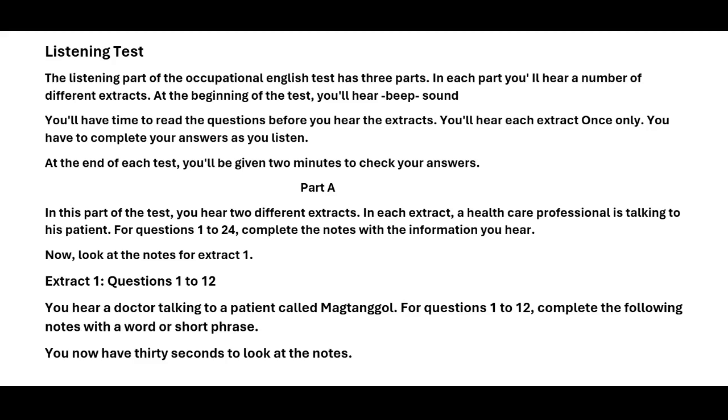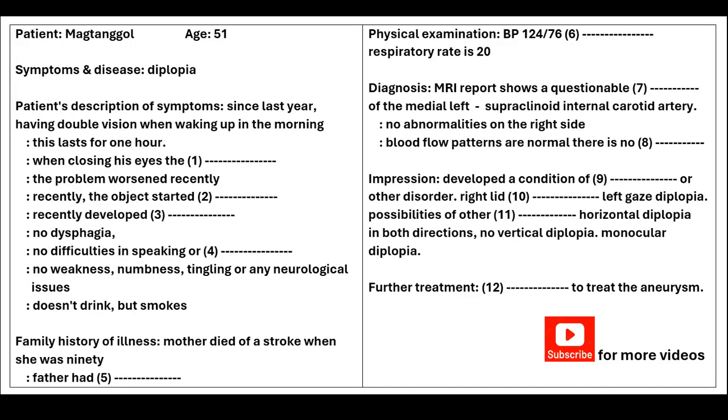Part A. In this part of the test, you hear 2 different extracts. In each extract, a health professional is talking to her patient. For questions 1 to 24, complete the notes with the information you hear. Now, look at the notes for Extract 1. Extract 1, questions 1 to 12. You hear a doctor talking to a patient called Magtanggol. For questions 1 to 12, complete the following notes with a word or short phrase. You now have 30 seconds to look at the notes.